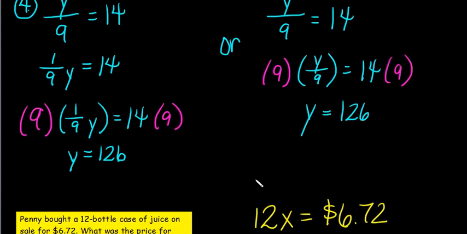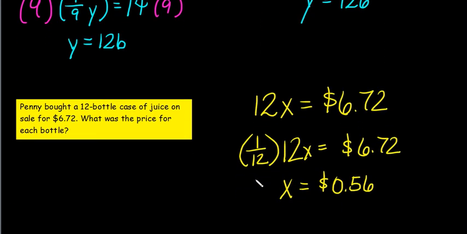As always, you might see some word problems where we'll have to do this and do the multiplication property of equality. We've got Penny bought a 12-bottle case of juice on sale for $6.72. What was the price of each bottle? Well, she bought 12 bottles, but we don't know how much they each cost, so I assigned that X. But I know that all 12 of them equals $6.72. Well, to get 12 by itself, I can multiply by 1/12, or I could say I'm dividing by 12, which is the same thing.